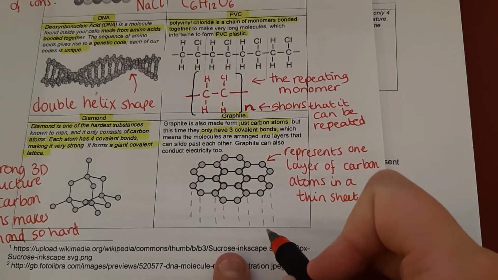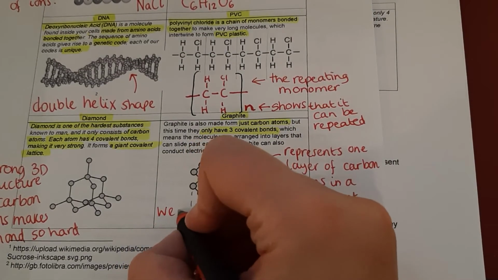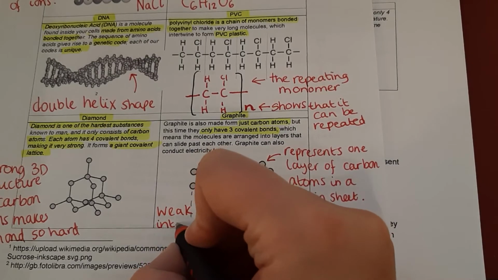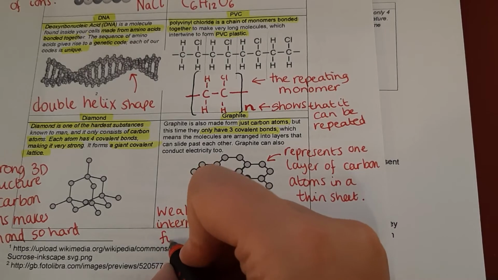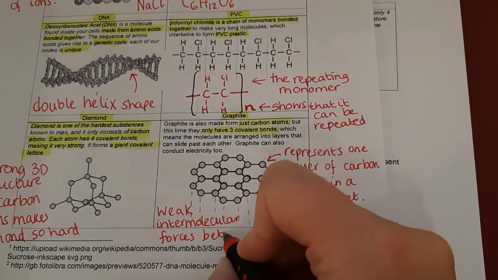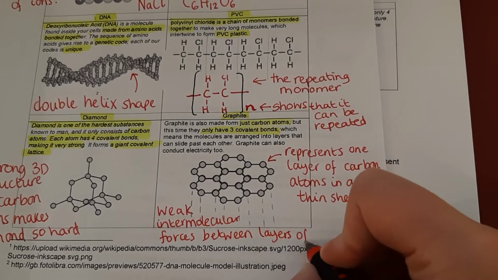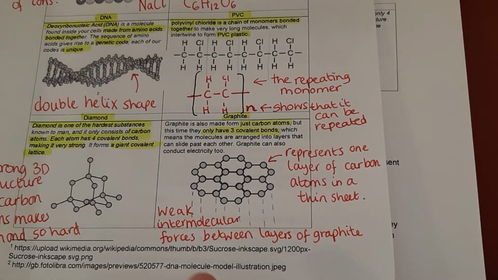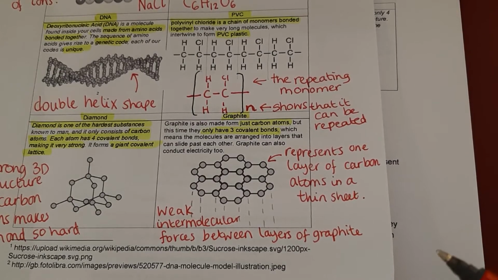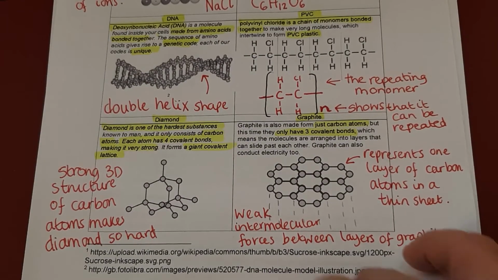And these dotted lines here represent the weaker bonds. So these are weak intermolecular bonds, or intermolecular forces. These are the weak intermolecular forces between layers of graphite, and it's these weak forces that are overcome when the layers slide past one another. So now we're going to move on to the next ones on the next page.